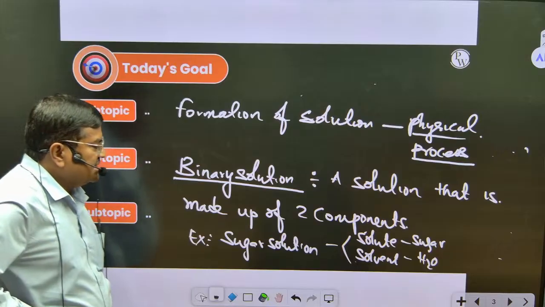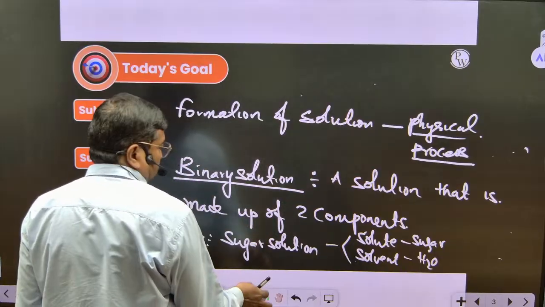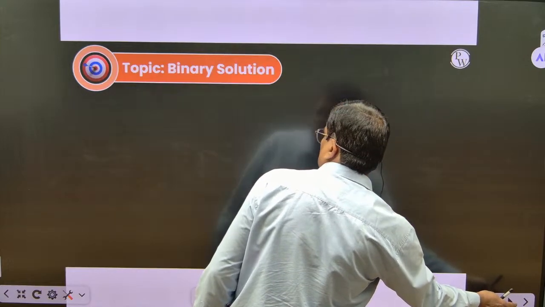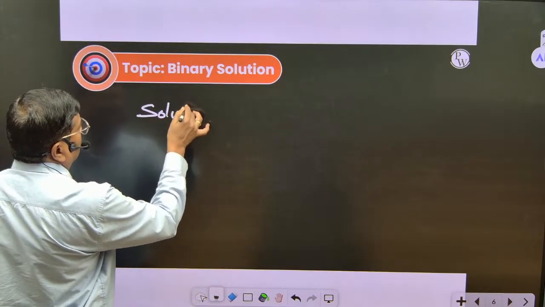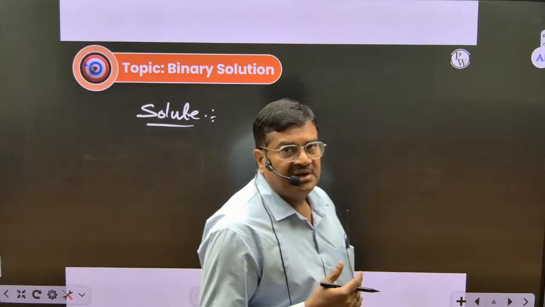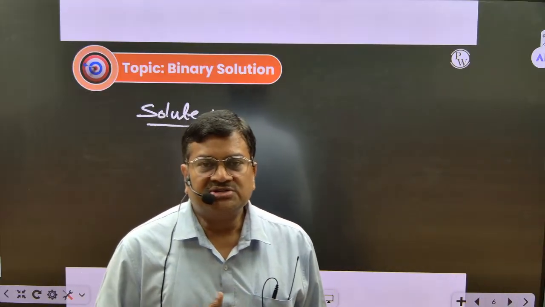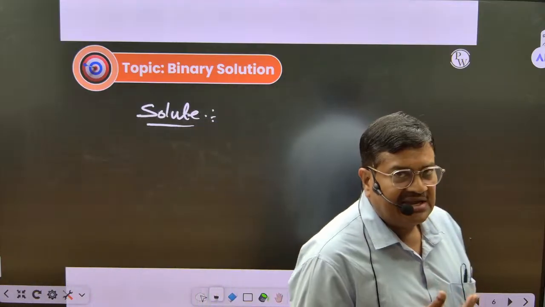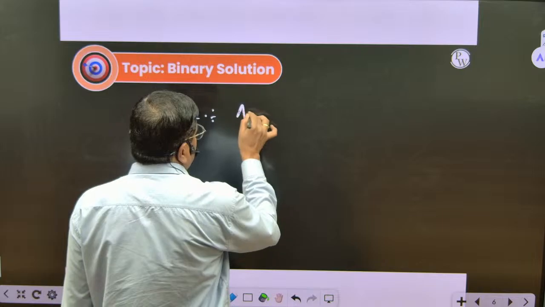Then now let us study what is solute, what is solvent, right? Solute and solvent. Now generally what we define for solute, students? A component in a binary solution, the component that is present in less amount we call solute. But it is not hard and fast, but generally what we say, the component that is present in lesser amount is to be taken as a solute. So make a note, a component that is present in lesser amount.